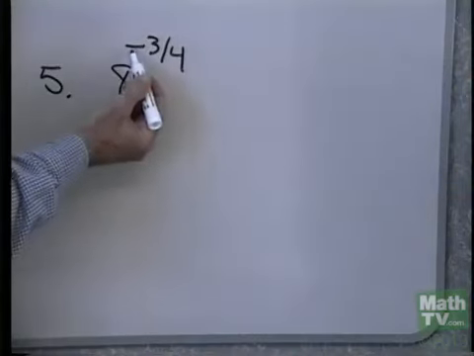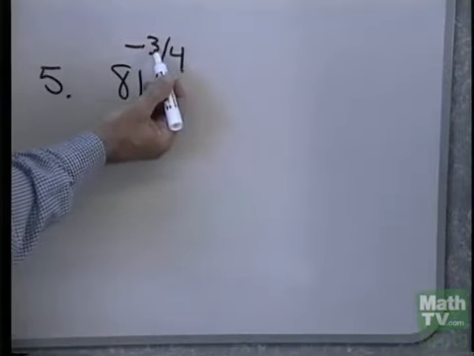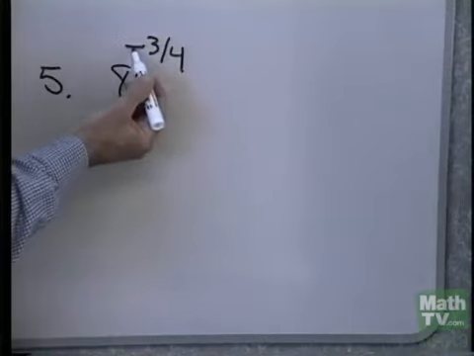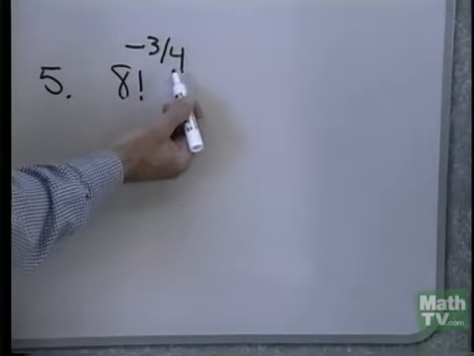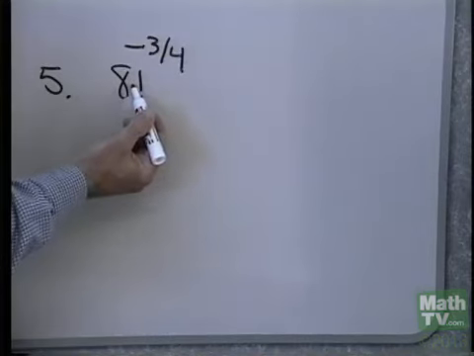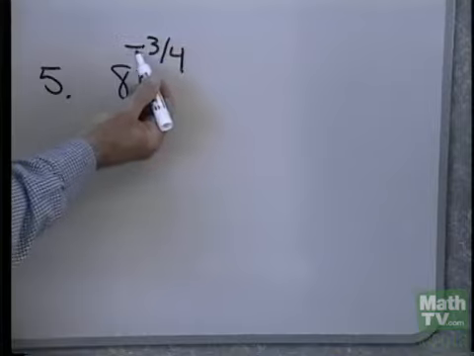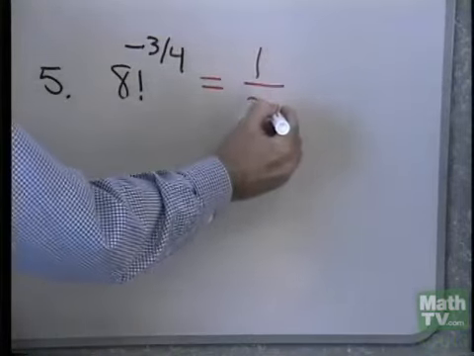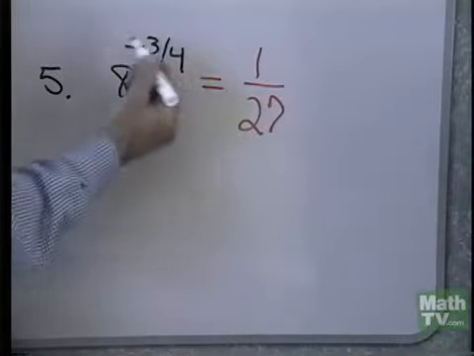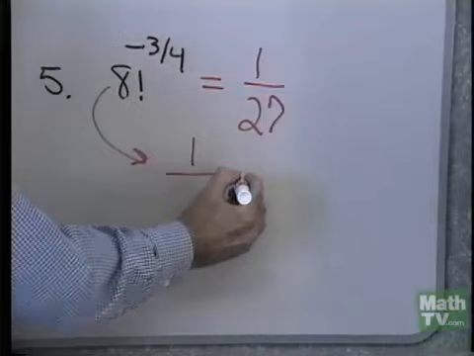Let's try another one of these. Here I have 81 to the negative 3/4. The 4 is going to give me the 4th root, the 3 means I'm going to cube what I get, and the negative sign means I want the reciprocal. So I can do this all at once by saying, what's the 4th root of 81? The answer is 3. To the 3rd power, 27, the reciprocal of which is 1/27.